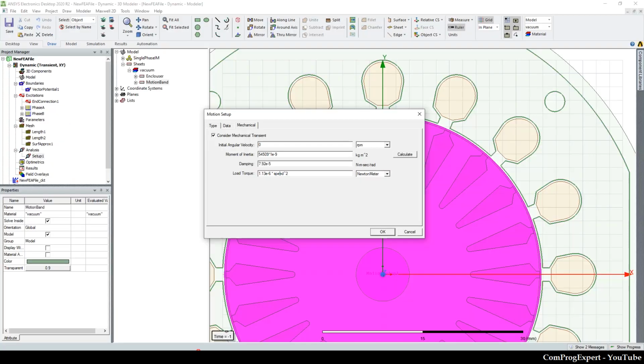So I can use this function, sign of speed, to detect the speed sign. And finally, I consider a minus here, to set the direction of the load torque, that is in the negative direction of the speed. So I did these settings. Now I can press OK.